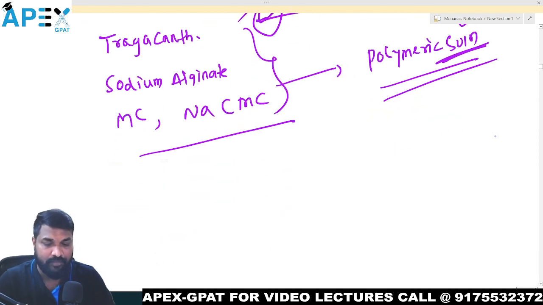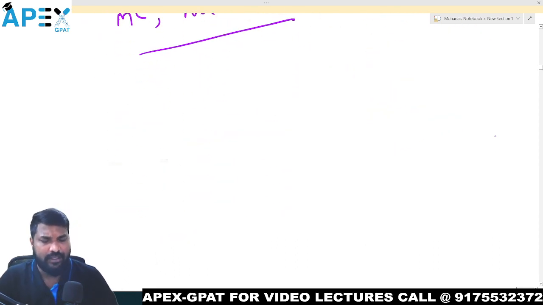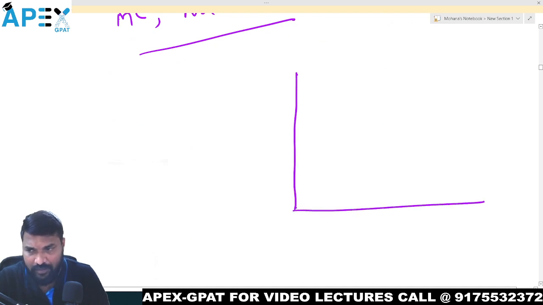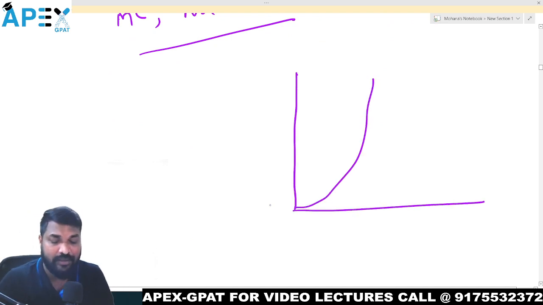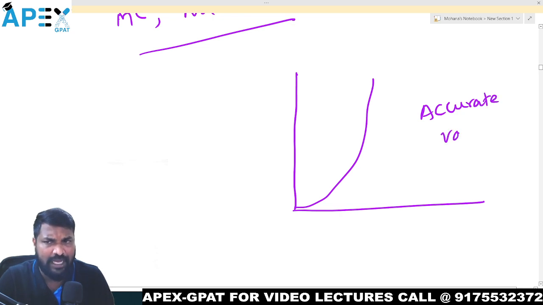My question is, when the graph is not a straight line, we know that the graph is not a straight line, can we determine the accurate values? Can you find the accurate values?